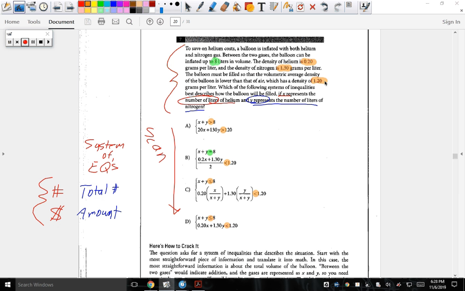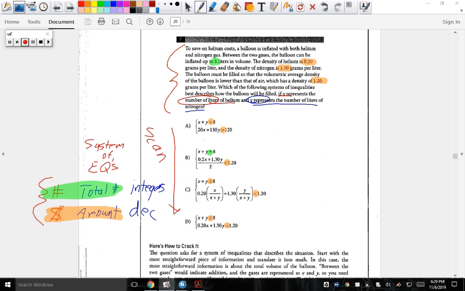But for the most part, what I'm saying is the integers usually belong with the total, okay? And then the amount is usually decimal because it's money. Okay? Now I know these aren't money. They're grams, but my point is that this is still decimal form and these are still integers. Do you see where I'm going with that?